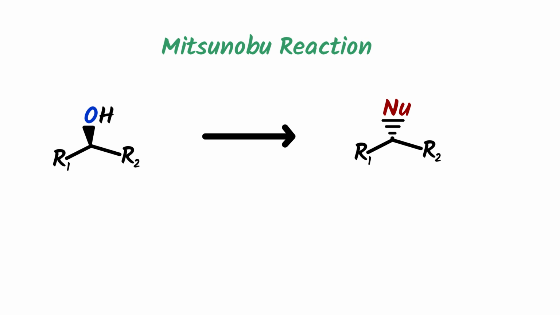The Mitsunobu reaction is a useful method for replacing an alcohol with another functional group while inverting its stereochemistry. This makes it especially valuable in medicinal chemistry where the correct 3D arrangement of atoms is often essential for biological activity.